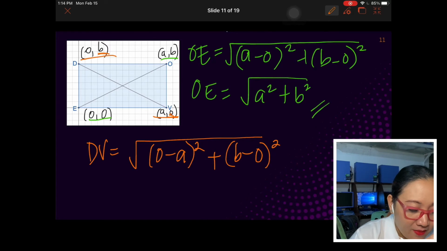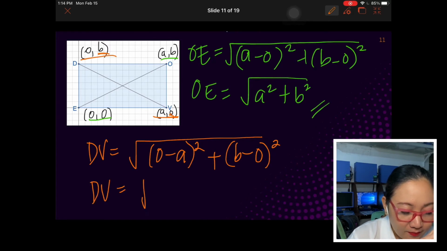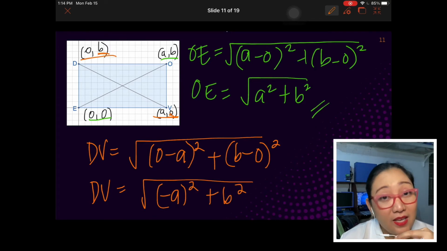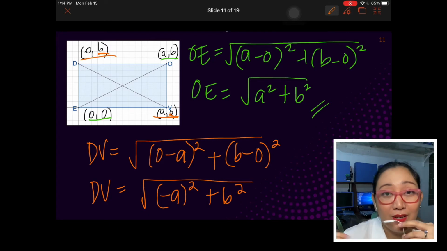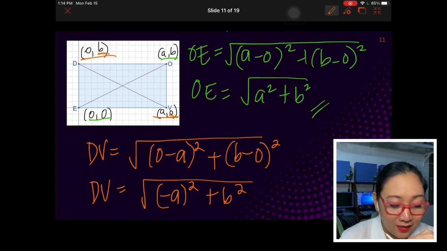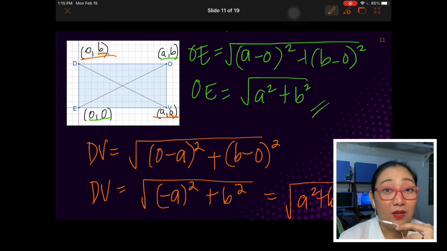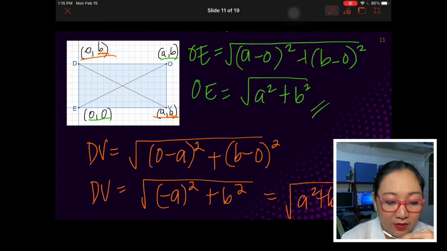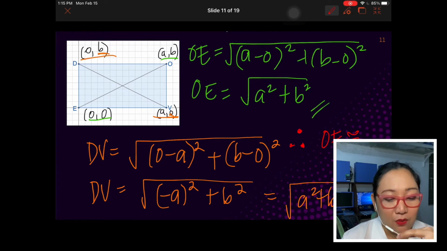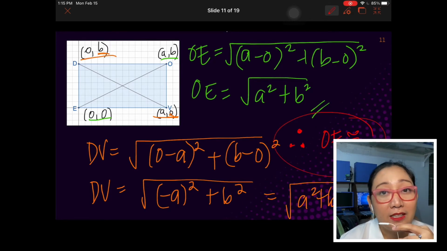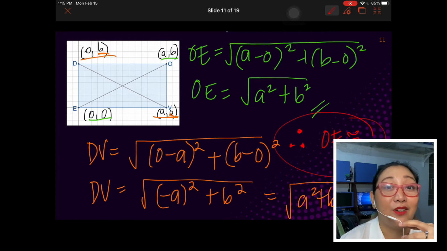Then DV is the square root of negative A squared plus B squared. Remember, any negative number squared, or raised to an even exponent, is still positive. So I still end up with A squared plus B squared. Do they have the same value? Yes. Our conclusion is, therefore, OE is congruent to DV, and we have proven that in a rectangle, the diagonals are congruent.